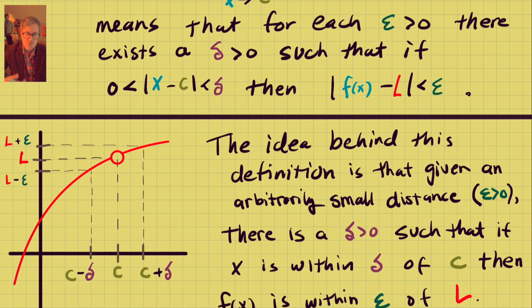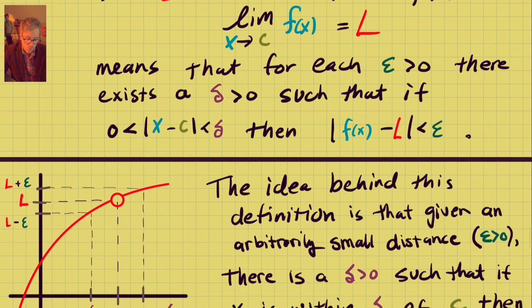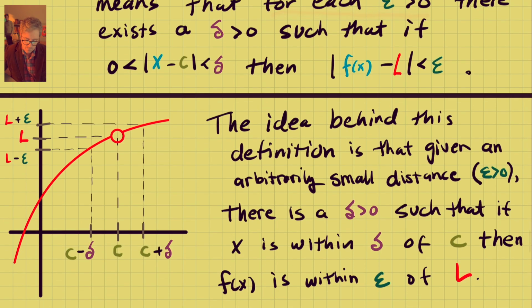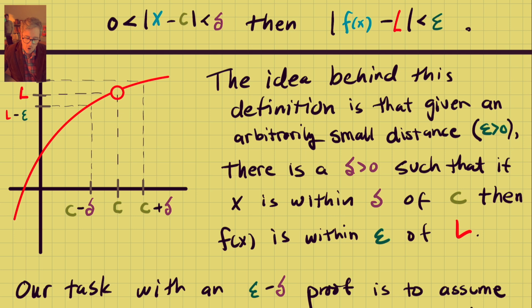So the idea behind this definition is that given an arbitrarily small distance, that's the epsilon. Think of epsilon as a distance away from c, and it can be arbitrarily small, right? That's why it says for each epsilon, no matter how small. Given an arbitrarily small epsilon, there's going to be another distance that I can find called delta, such that if x is within delta of c, then f of x is within epsilon of L. Right?